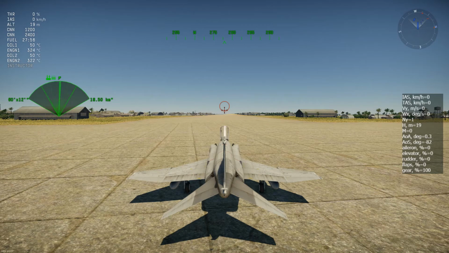Next would be NY. That is your load factor, G-force. Positive is a downward force. So if you're pulling up on the elevator, you're going to get that downward push into the seat. Negative would be upward, whereas if you're pushing the stick forward, you'd be kind of lifted out of your chair. So that is negative G-force.